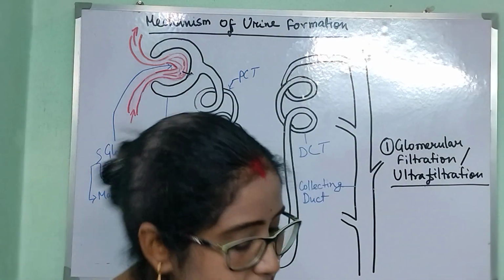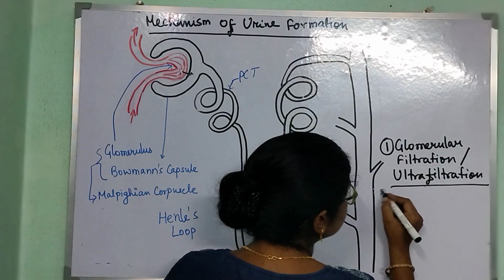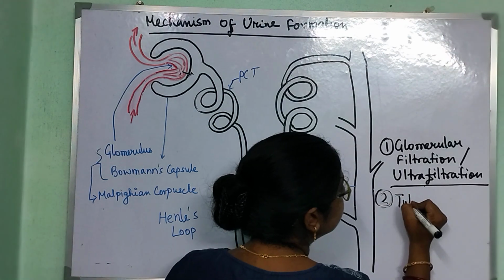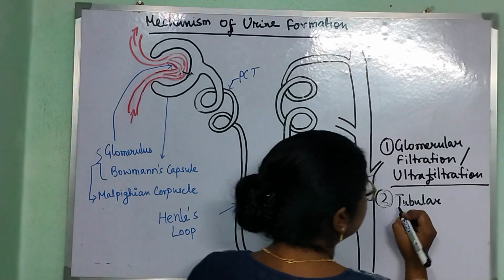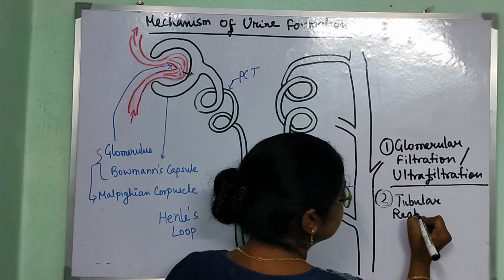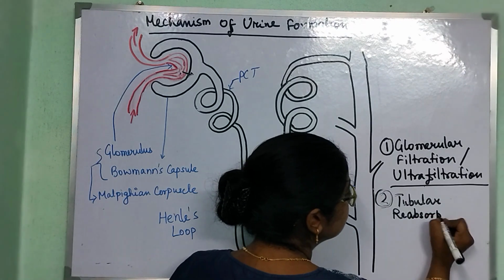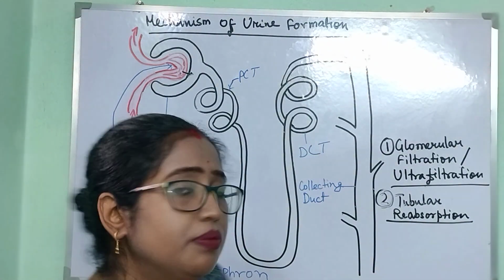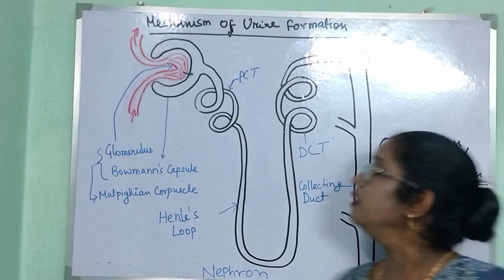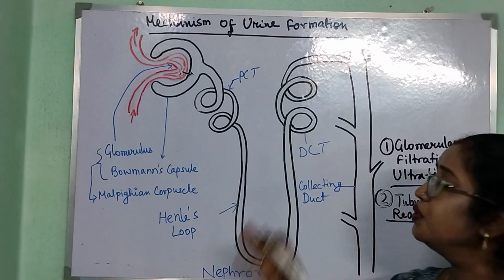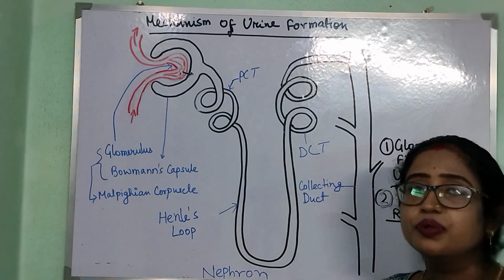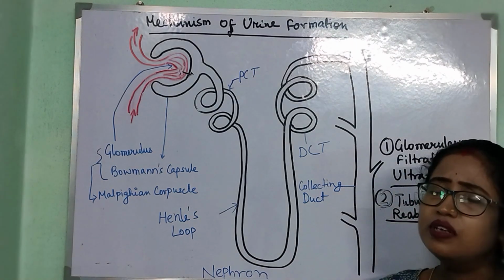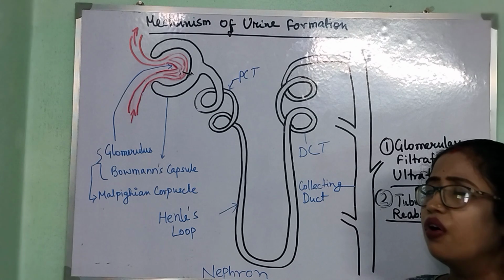Our second step is tubular reabsorption. Tubular reabsorption mostly occurs in the PCT, or proximal convoluted tubule, and the DCT, or distal convoluted tubule. From the Henle loop, almost no reabsorption occurs.